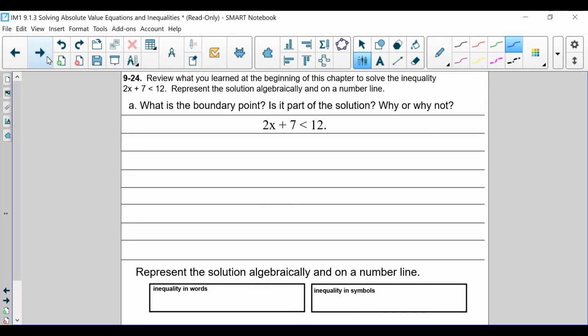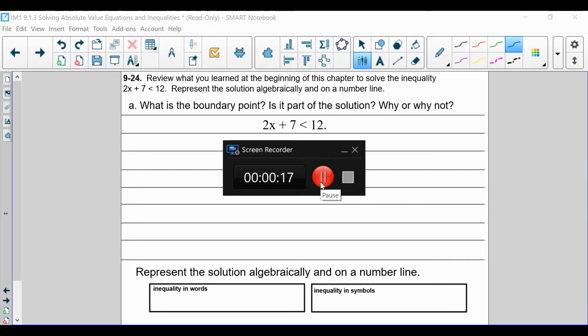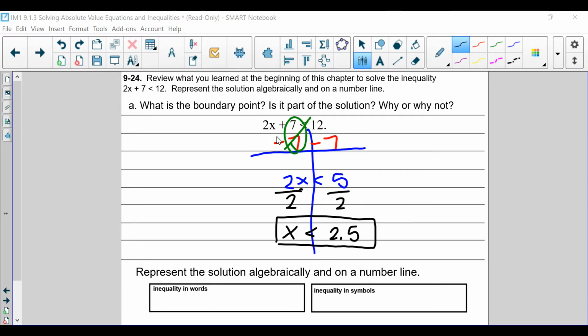Alright, so let's go ahead and talk about what we learned from last time. What I want you to do is pause the video and see if you're able to solve this, and I'm going to be solving it and pausing the video as well. How'd we do? Did we get this? Did we subtract 7 and then divide by 2?